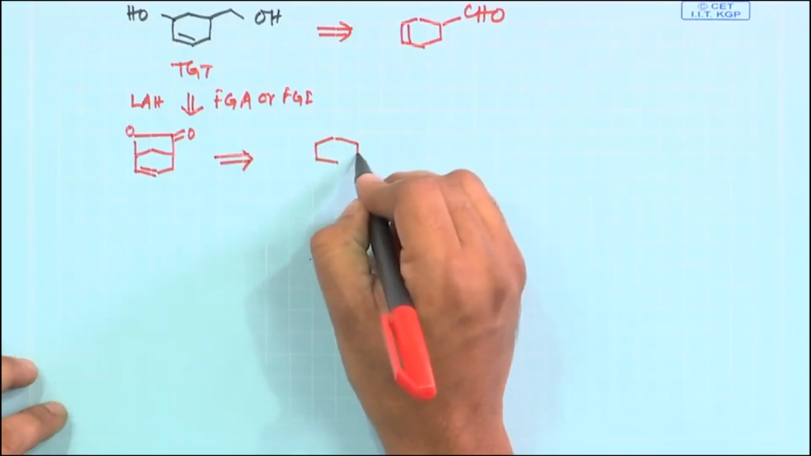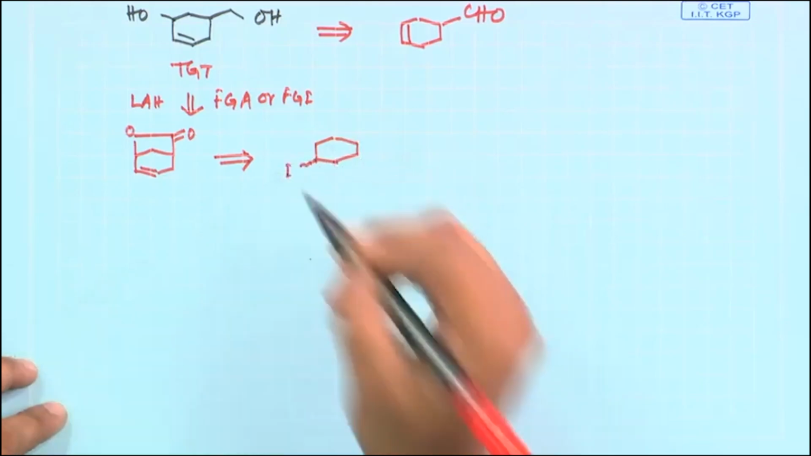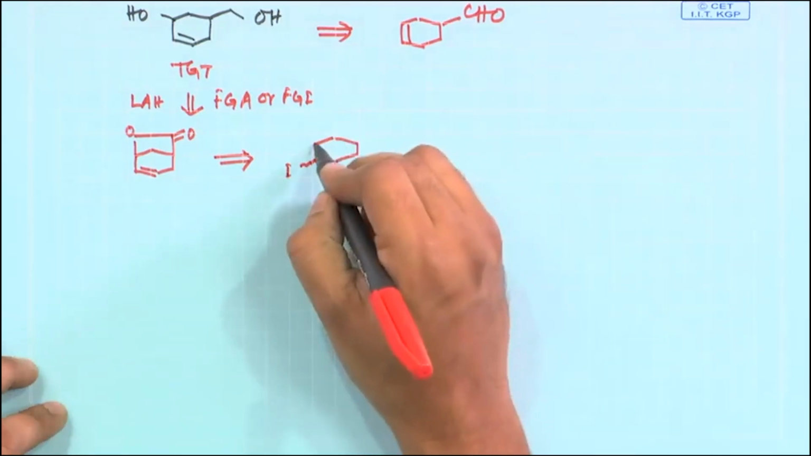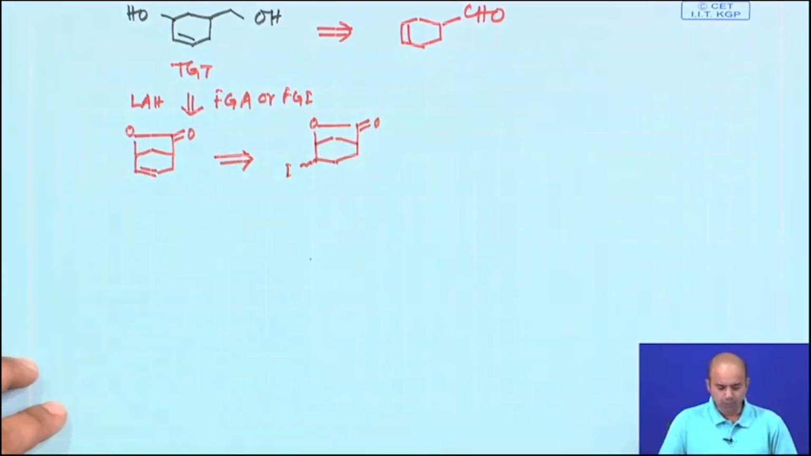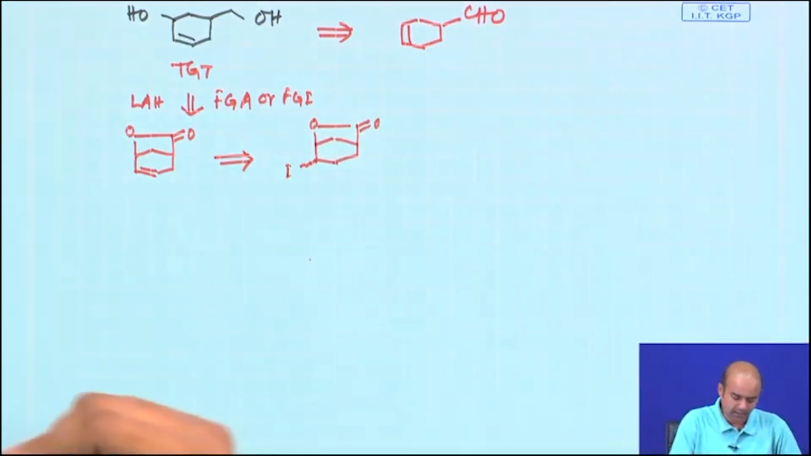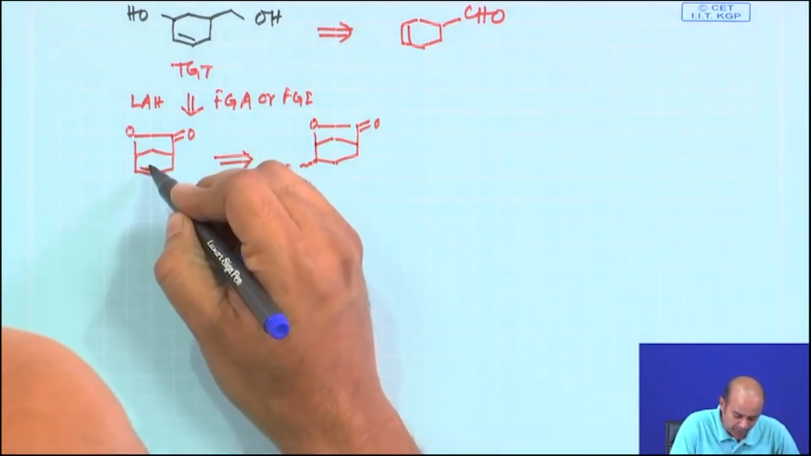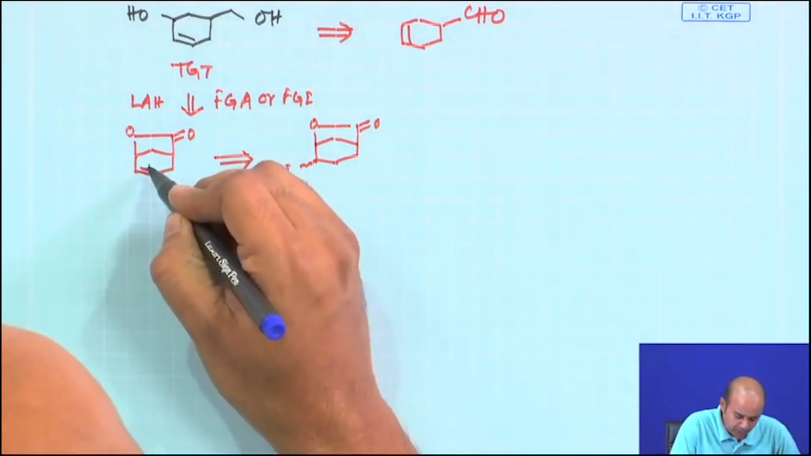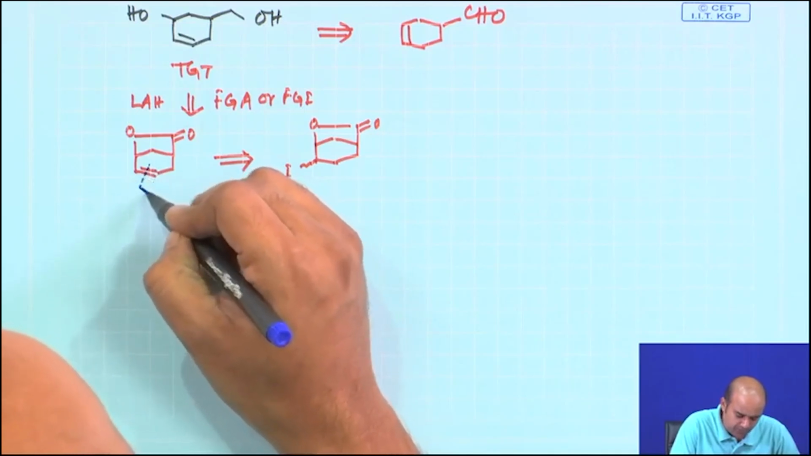The next retro, see it very carefully. We have put a halide group, specifically an iodo group, to bring the olefinic unsaturation into the given target molecule. The given target molecule has an olefinic unsaturation. So, what we are trying to do in the retro, sometimes this kind of disconnection is used.